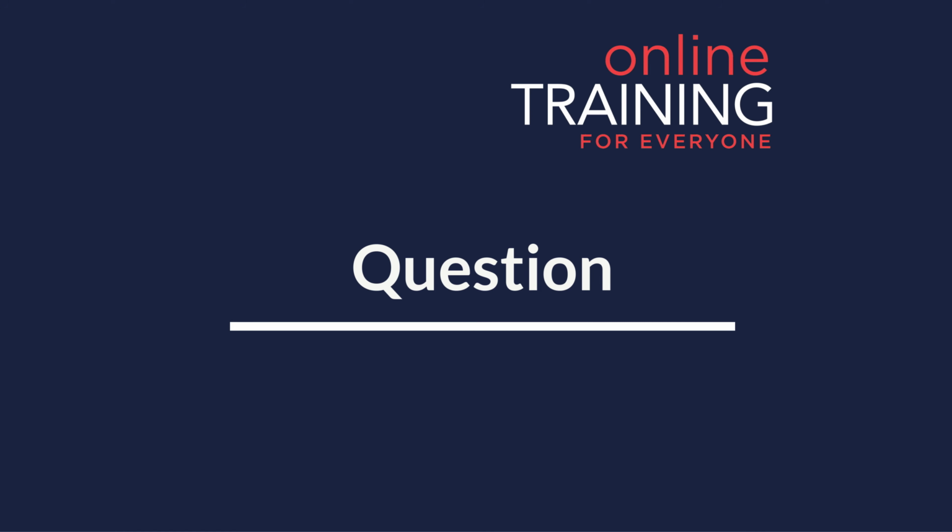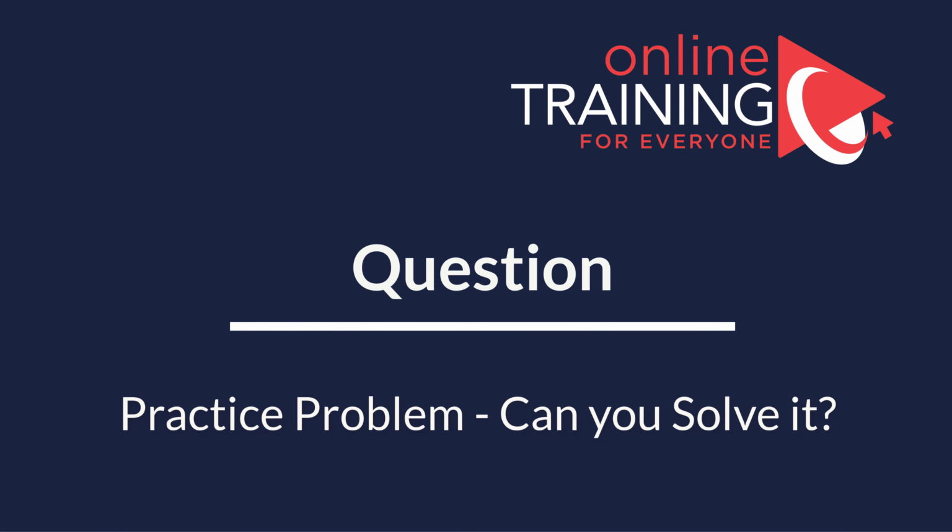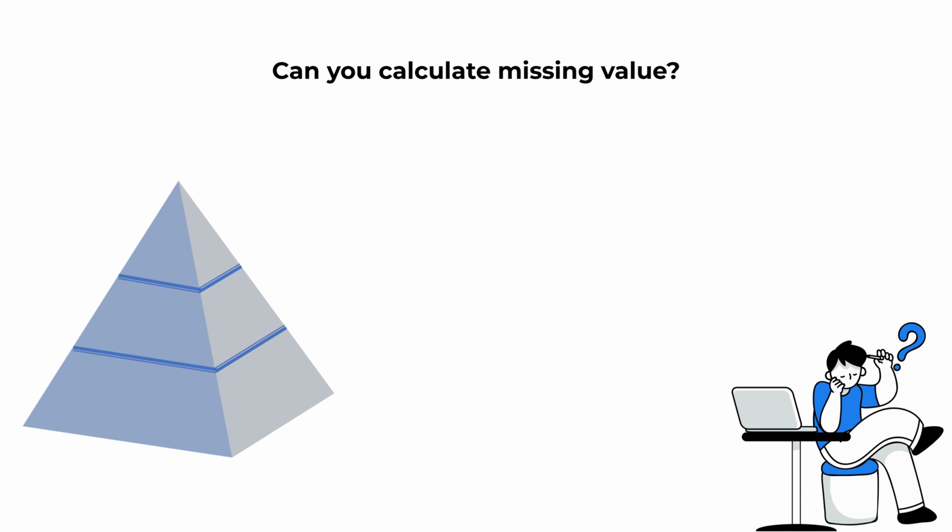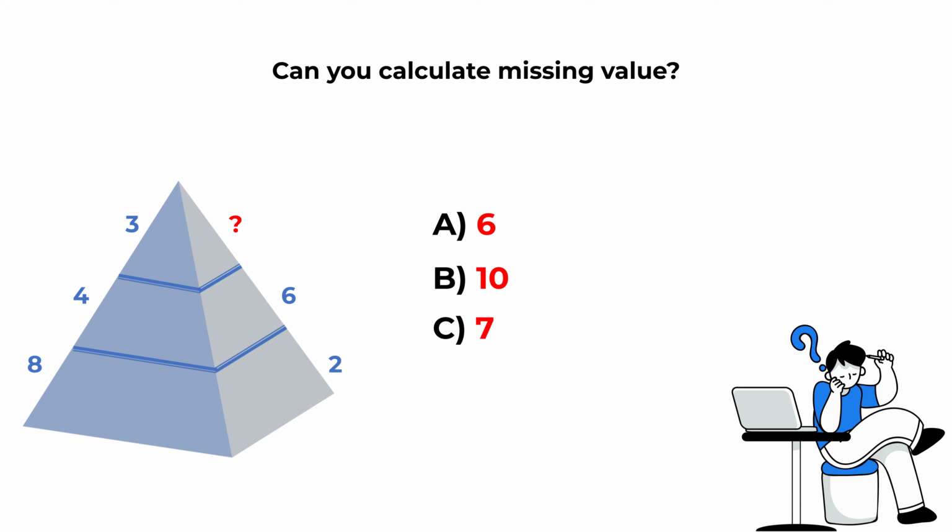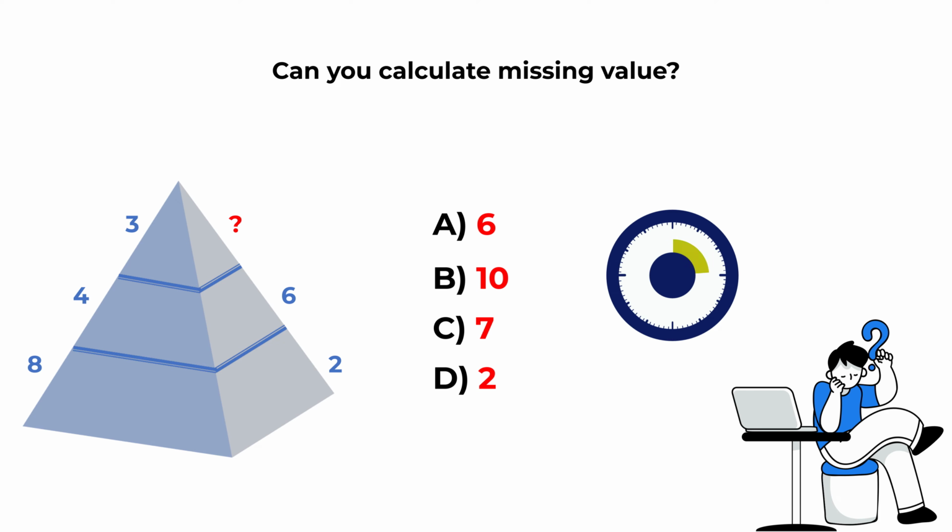And now, here's the question for you to practice. You're presented with a triangle, which is broken down into 3 equal horizontal parts. On the left side of the triangle, you see numbers 8, 4, and 3 if you go from the bottom to the top. And on the right side of the triangle, you see numbers 2, 6, and 1 number is missing. You need to select the missing number from 4 different choices. Choice A, 6, choice B, 10, choice C, 7, and choice D, 2. Give yourself a little bit of time to see if you can come up with the solution.